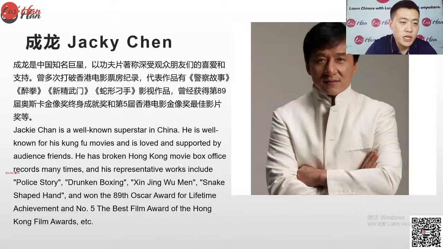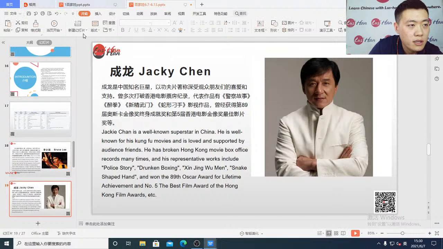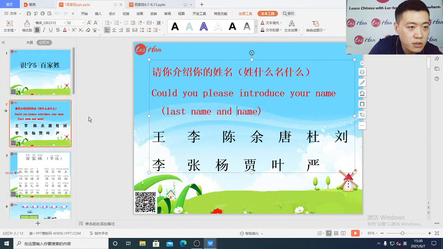And yes, Jackie Chan. Nowadays, he is another famous spreader of Chinese kung fu in Hollywood. In some Hollywood movies, you can find Jackie Chan. Actually, Chenlong is like a nickname. Chen is his surname, his real name, his surname, Chen. Okay, let's take a look.